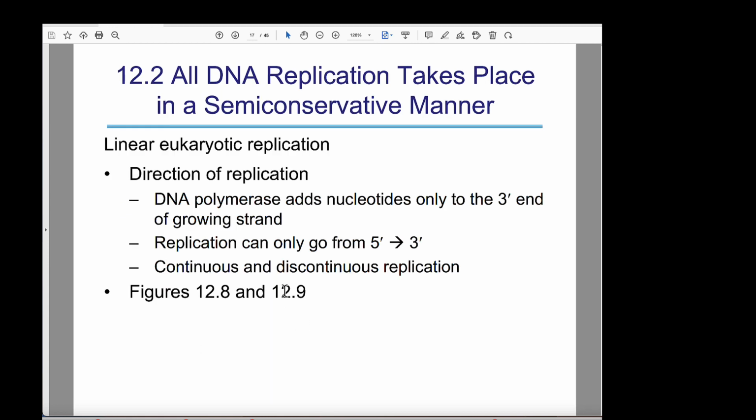Okay, so this is just what I summarized for you and what's happening in DNA replication, specifically for linear eukaryotic replication. One other thing that I want to point out is the enzyme that is helping to do the work, and that is DNA polymerase. DNA polymerase is adding those nucleotides to the 3' end of that growing strand. Okay, now because there are 2 strands of DNA, you're going to have continuous and discontinuous replication.